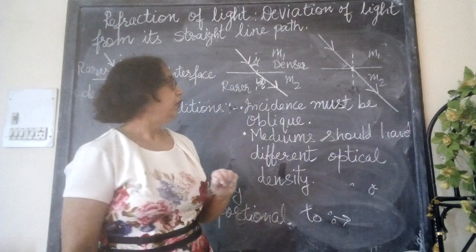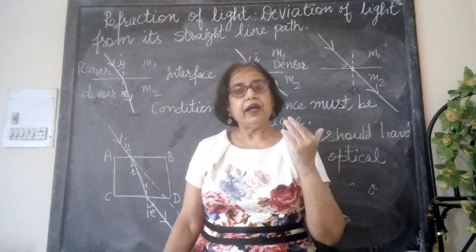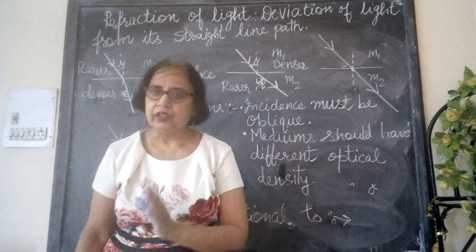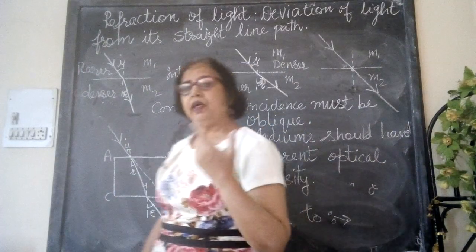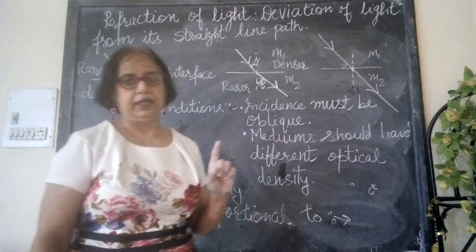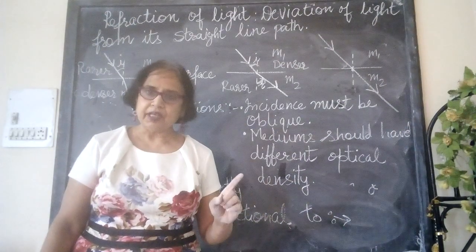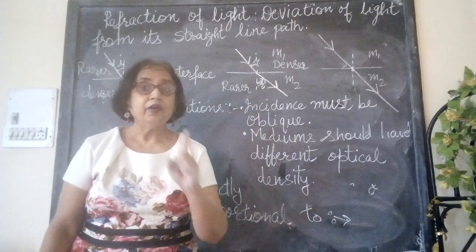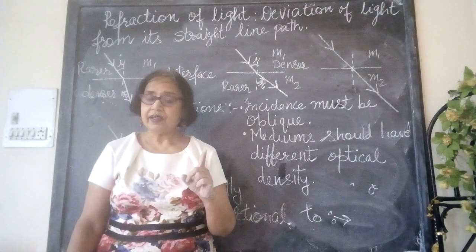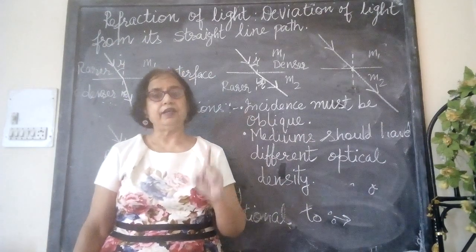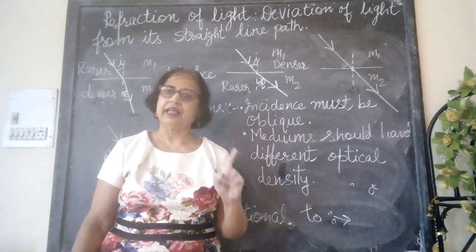Okay? Now the question, children, is why so? Why in some cases is it bending towards the normal and in other cases bending away from the normal? Here I would like to tell you one thing, students: during refraction, yes, the speed of light is changing, the wavelength is changing, but frequency is not changing. Frequency is not changing during refraction. That is the main reason why the refraction takes place.